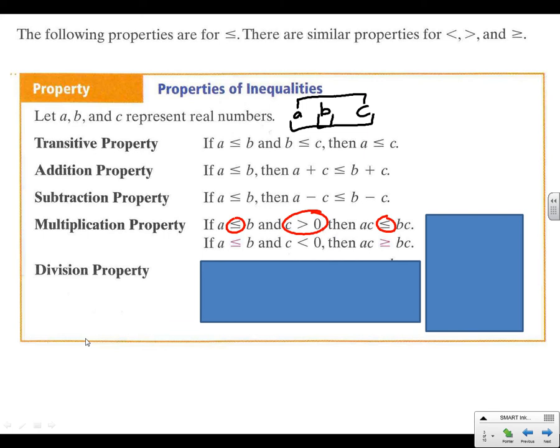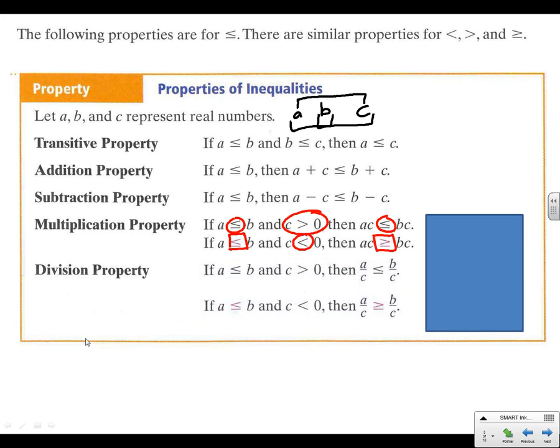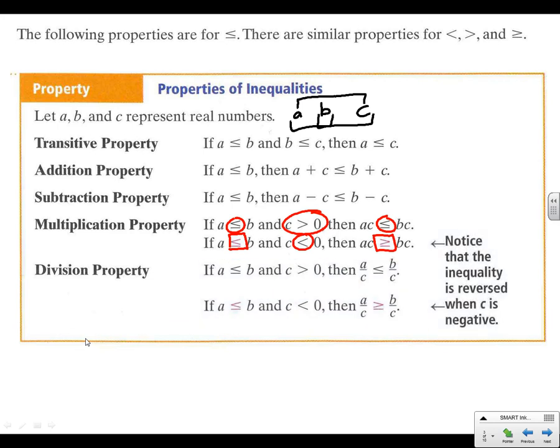But if I start to multiply by a negative number, something less than 0, then our original relationship is going to switch around. All right, we just talked about that on the last slide when we divided by a negative. So we're dividing as well. Notice that the inequality is reversed when we divide or multiply by a negative. That's what this slide is saying.